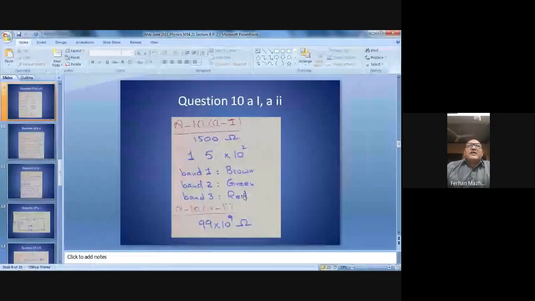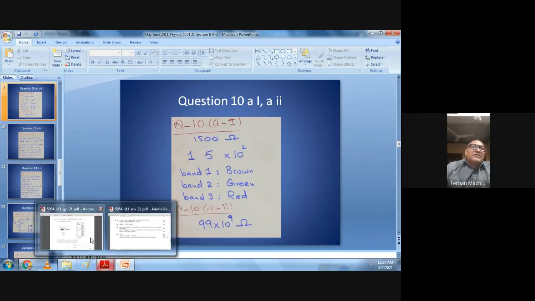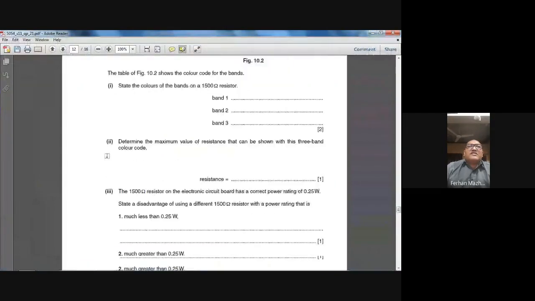You see, 1500 ohm means 15 multiplied by 10 raised to power 2. So for number 1, I need brown color. For number 5, I will need green color. And for 10 raised to power 2, I will need red color. 2 is represented with red. So the color coding will be brown, green, red.